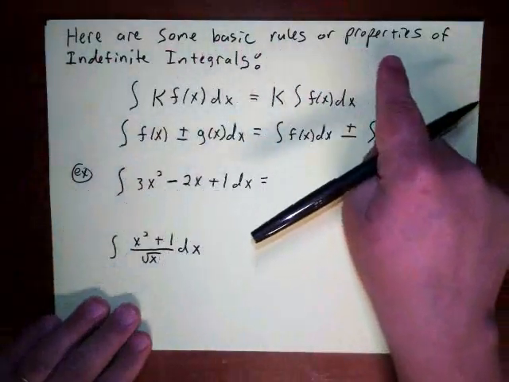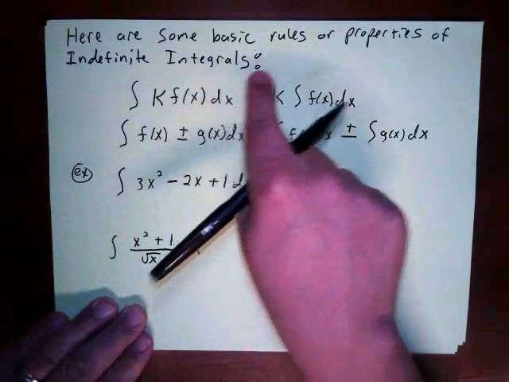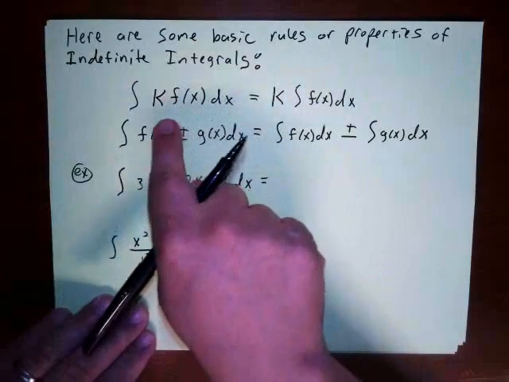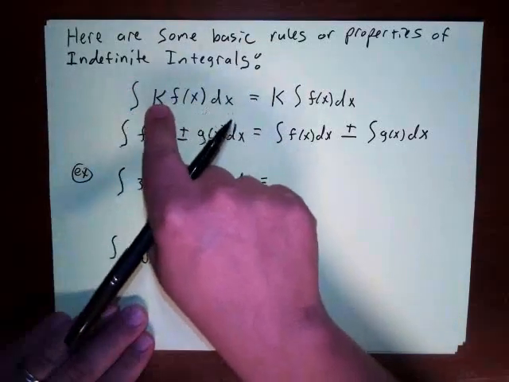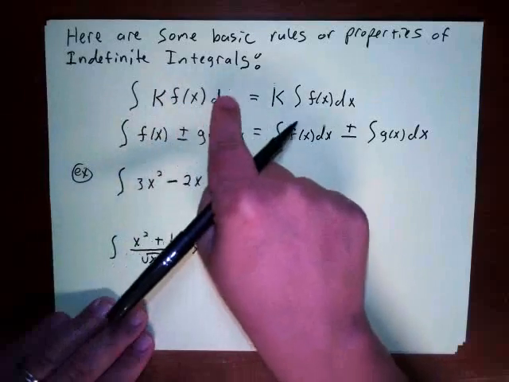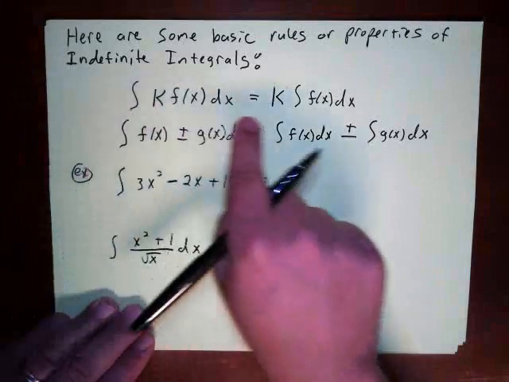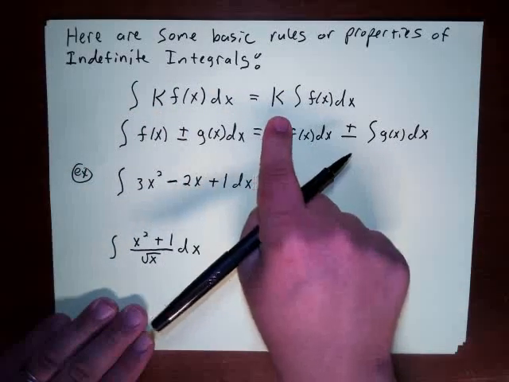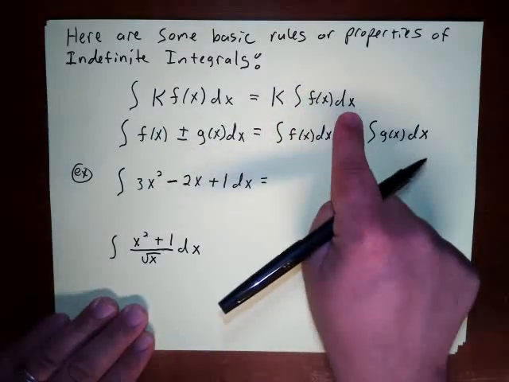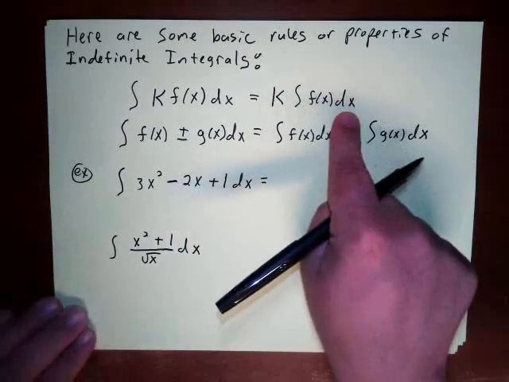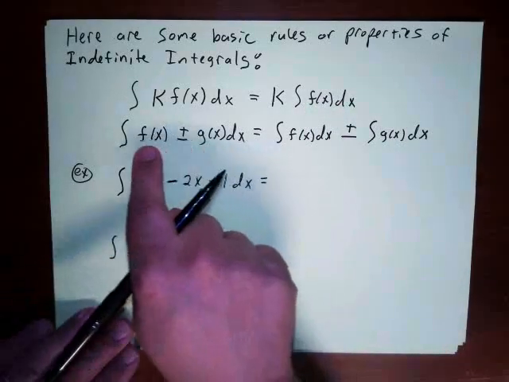So the rules are basically kind of like with derivatives. There was a constant multiple rule. So for indefinite integrals, there's a constant multiple rule. Basically, if you integrate some constant times f of x with respect to x, then you can pull the constant out of the integral. You can pull it out front like this, and then you're just integrating the function, and then you have the constant times the antiderivative of that. Okay?